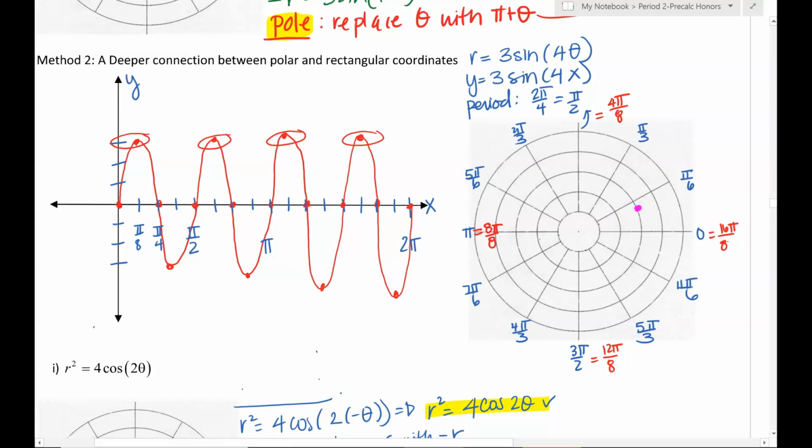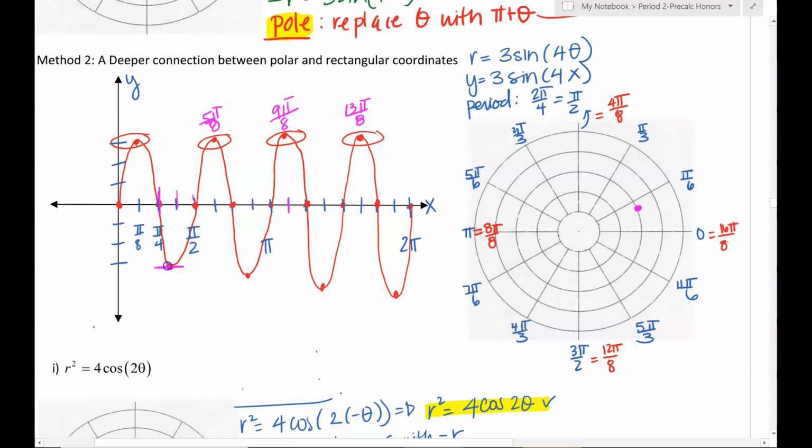Then if that's pi over 8 right here, 2 pi over 8 here, 3, 4, and this is 5 pi over 8, just like that. 6, 7, 8, 9 pi over 8 is here. So what if I just add a period? Okay, a period is 4 pi over 8. So the next one is going to be 13 pi over 8, just like that. Now, how about the bottom?